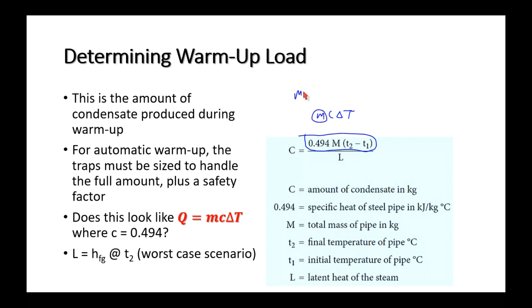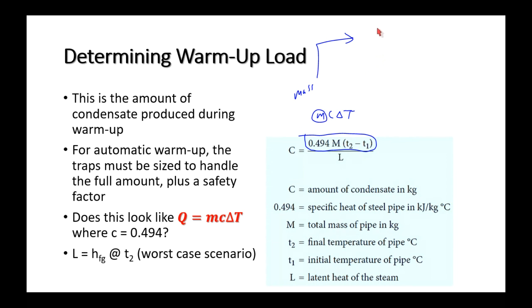M is the mass of the pipe. Well, how do we find the mass of the pipe? Where do we look? What do we need to know? Pipe charts. Pipe charts, yes. So the academic supplement. In the pipe charts, we're used to seeing outside diameters and thicknesses, and then we can calculate inside diameters and stuff like that.